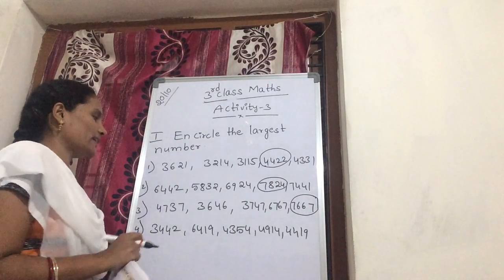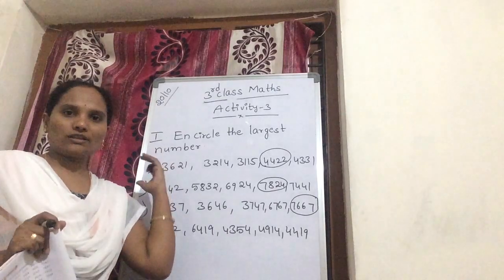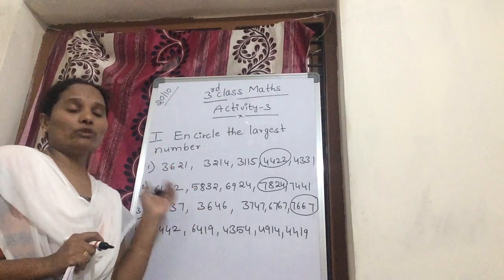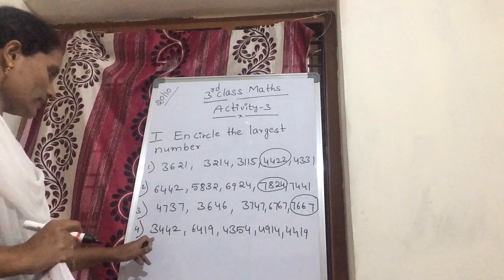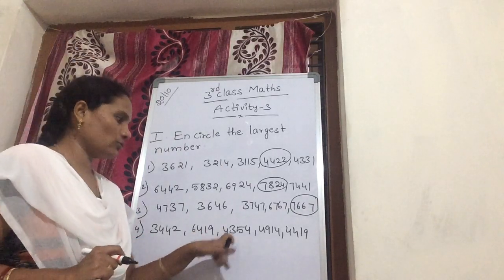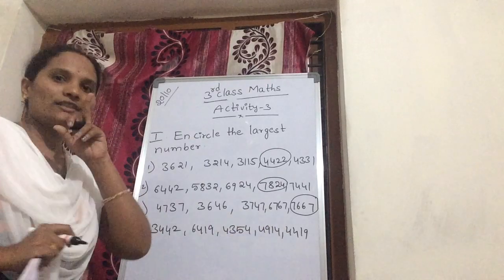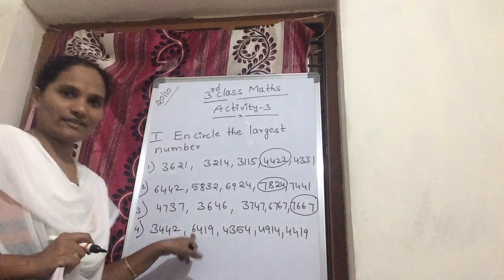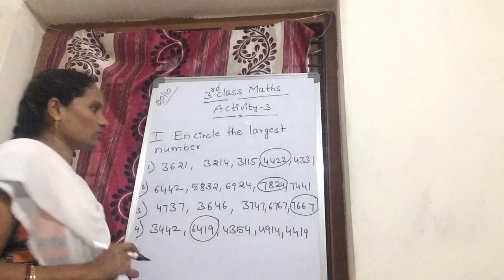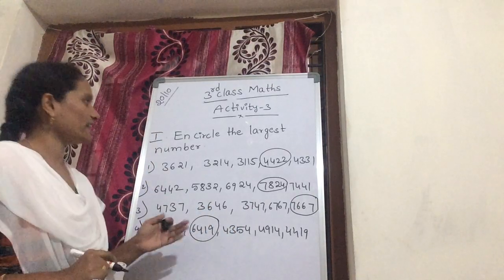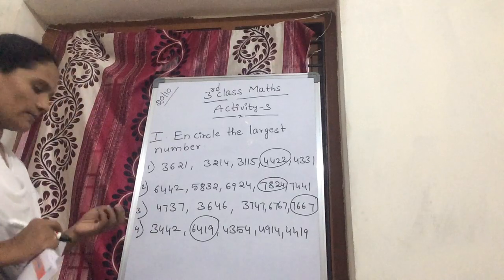You can understand how to find out the largest number. First we are comparing in the 1000 place, that all are same. So then you go to the next place value. Next, 3, 6, 4, 4, 4. You need the largest. Here the largest number is got it. You put a circle to this number. Now please copy in your classwork. Activity 3. Encircle the largest numbers.